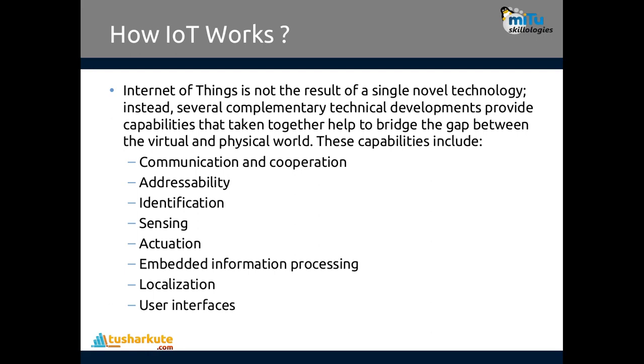Localization means you are going to make use of this IoT system in a particular area. Whether we have developed that particular system for that area or not, when we deploy the IoT system, it must be compatible with the area where we deploy it. That is localization, and the most important is user interfaces.